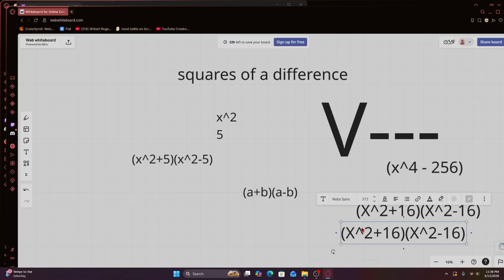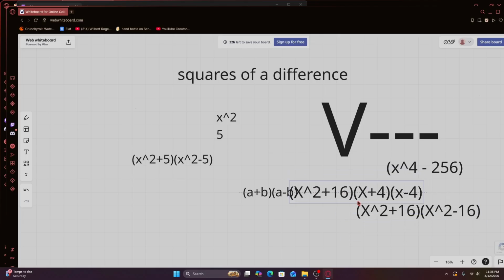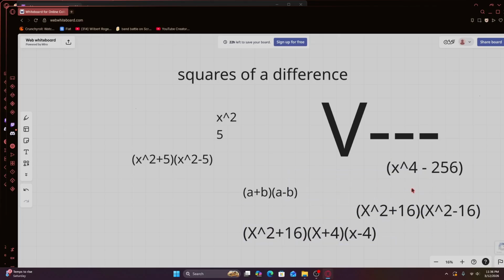So we take the square root from the second term. Leave the first one alone. And the second one, we square root it again. So we get x plus 4, x minus 4. And this is the true simplest form of this term. I think that is, wait, let me check my standards. That is all the standards.